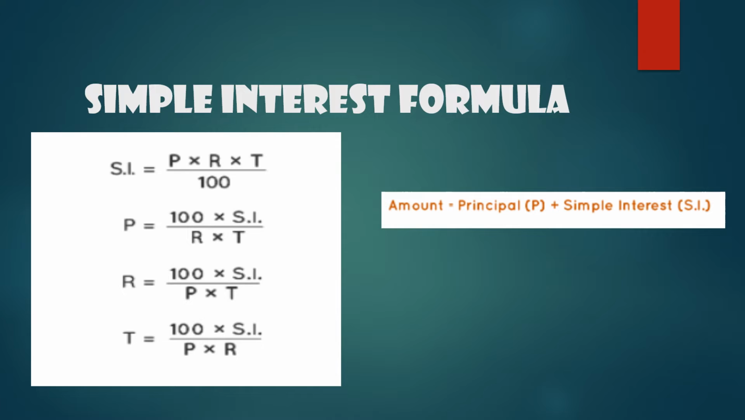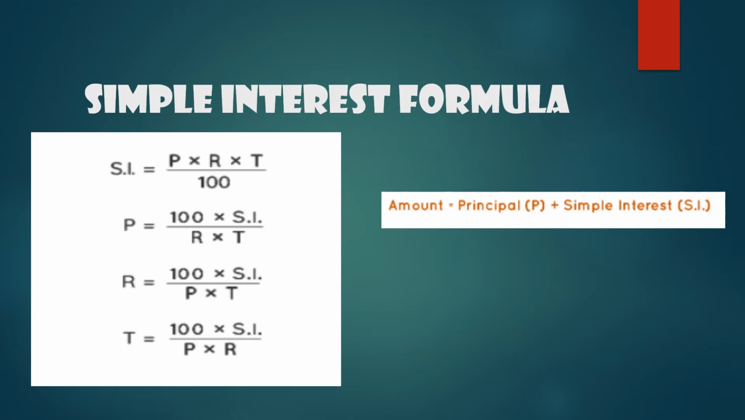For simple interest, if you want to get the simple interest, use this formula. Simple interest is equal to P times R times T, where P stands for principal, R for rate, and letter T is for time, divided by 100. And then for the principal, you want to get the principal amount for the problem. Okay? Principal is equal to 100 times simple interest over rate times time.